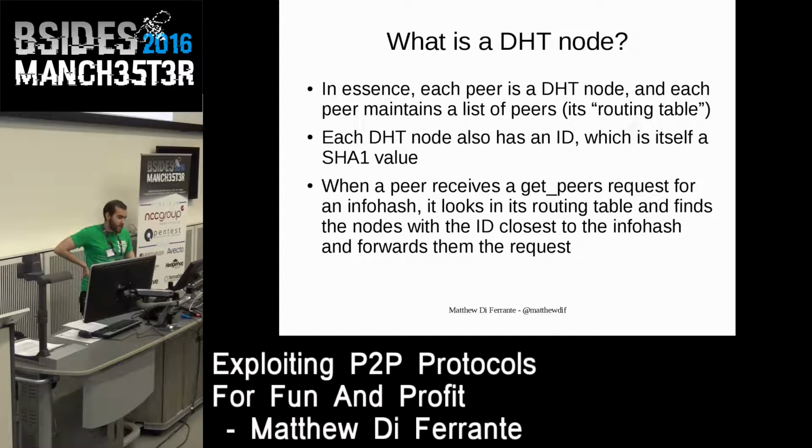So a DHT node, distributed hash table node, what is it? In essence, each peer that participates in the DHT is a DHT node, and each peer maintains a list of peers, which is the DHT routing table. The DHT node has an ID, which is also a SHA-1 value, so a 160-bit value.